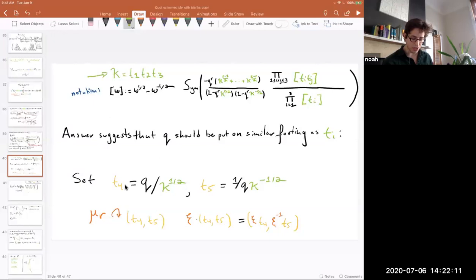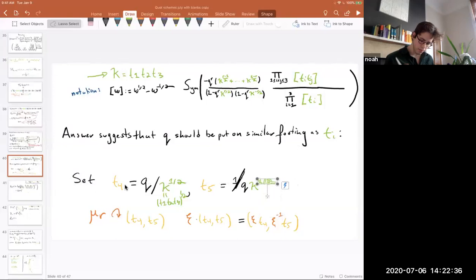So maybe I'll write that down here again to make it clear. And T5 will be 1 over kappa. That's better. Okay, so I have my T4 and T5. And I'll have some cyclic group of order R, that's mu R, that will act on this pair T4, T5 by scaling T4 by something, and then T5 will be scaled by the inverse of that element of the cyclic group.